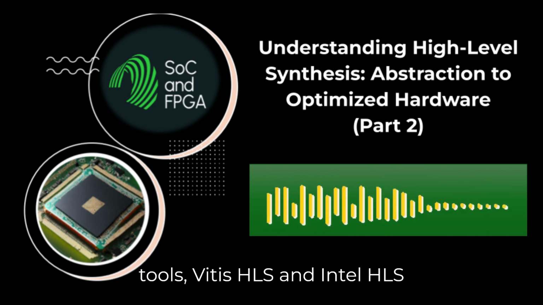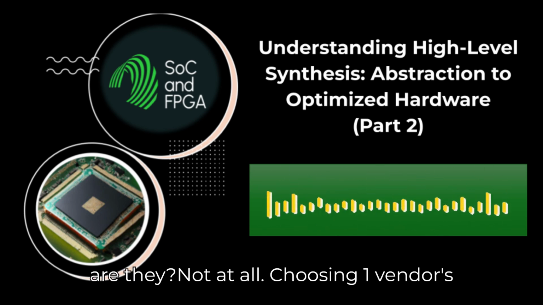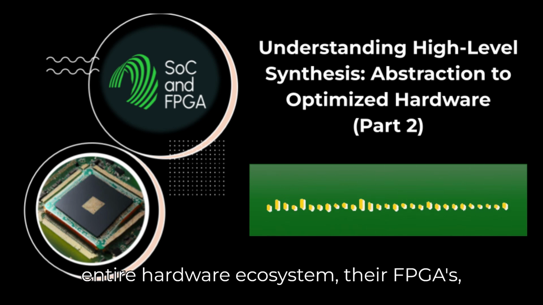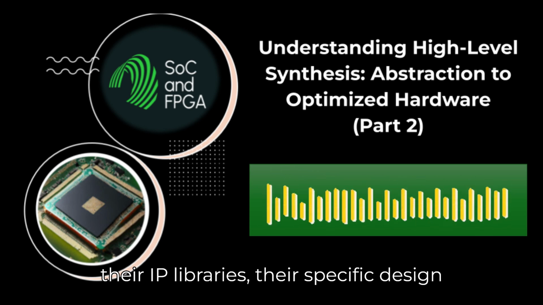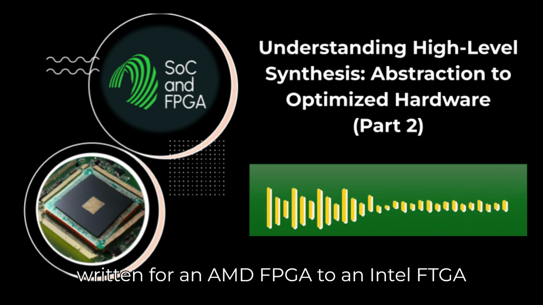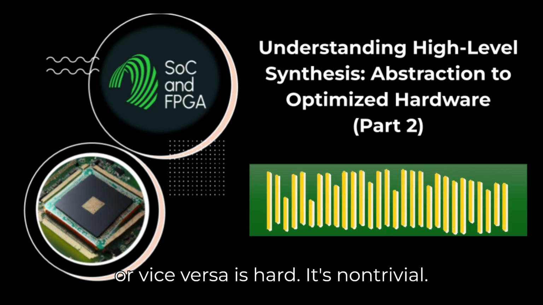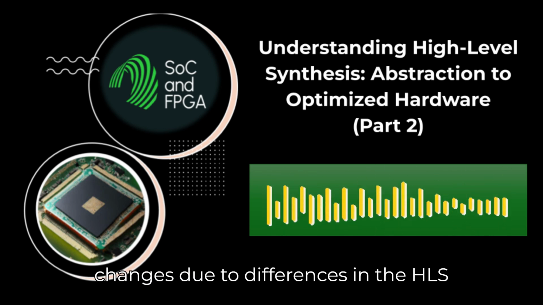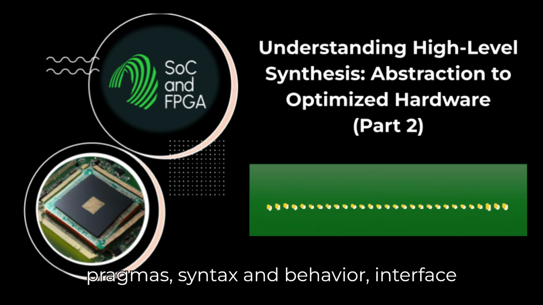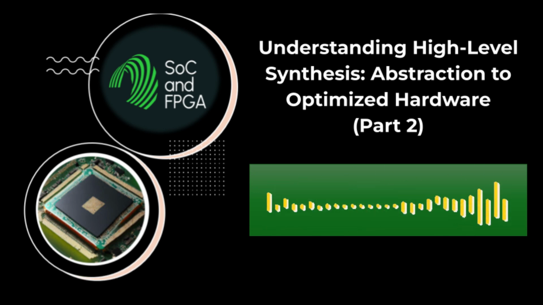So these tools, Vitis HLS and Intel HLS compiler, they're not interchangeable, are they? Not at all. Choosing one vendor's tool usually means committing to their entire hardware ecosystem, their FPGAs, their IP libraries, their specific design flows, their interface standards, AXI versus Avalon. So porting HLS code written for an AMD FPGA to an Intel FPGA or vice versa is hard. It's non-trivial. You'd likely need significant code changes due to differences in the HLS libraries, ap_int versus ac_int, the pragmas, syntax and behavior, interface handling, and potentially underlying architectural assumptions the tools make. It's not just a recompile.